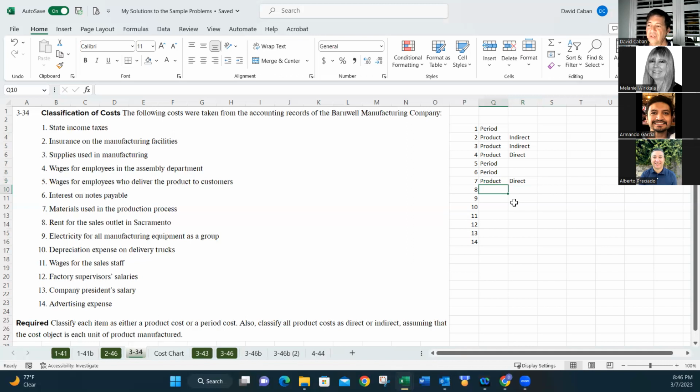Rent for the sales outlet in Sacramento. Sales outlet. Notice how sometimes these could be confusing, so you have to read where it's at. This is a sales outlet. So what is that? Period. That's definitely period. This has nothing to do with the factory, right? So think, where is this? Is this factory or is this someplace else? Okay, electricity for all manufacturing equipment as a group. What would that be? Product. It says manufacturing. If you see manufacturing, it's most likely a product. Well, almost always a product. Is that direct or indirect?